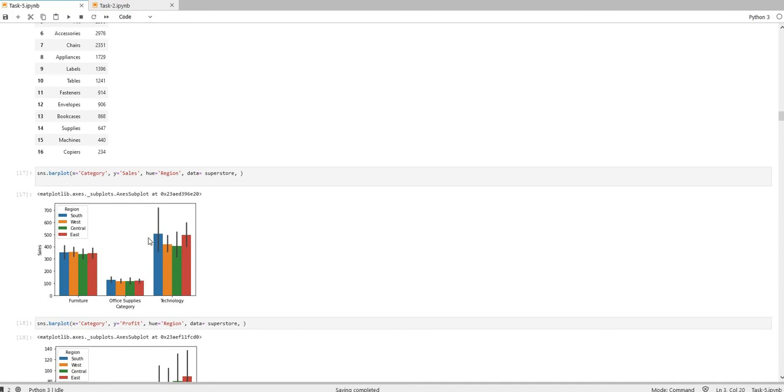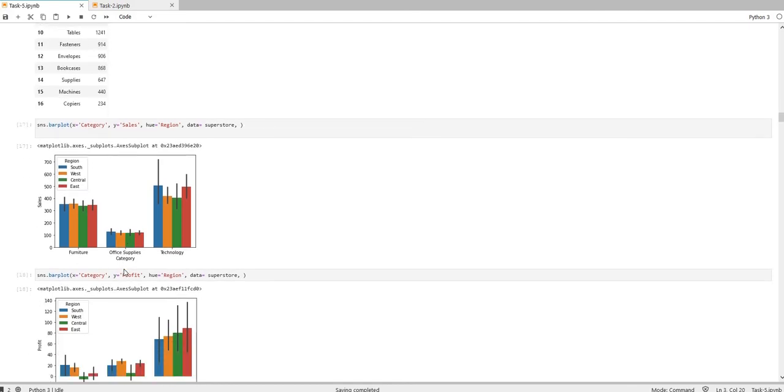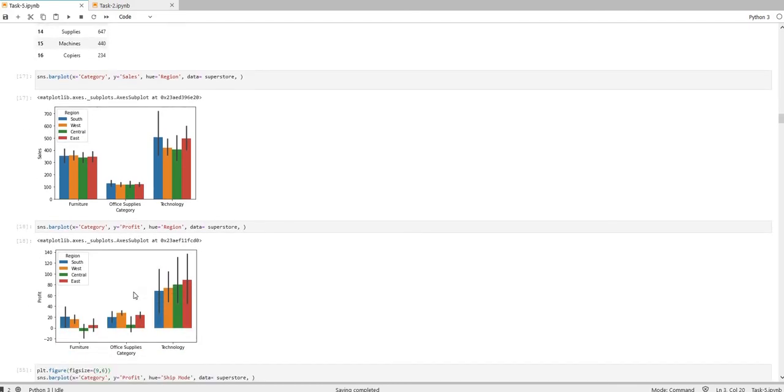Now let's look at the bar plot. We can see that though office supplies has a high quantity of sold products, the total amount of sold money is highest in technology. Then there is furniture. At last, the office supplies category.